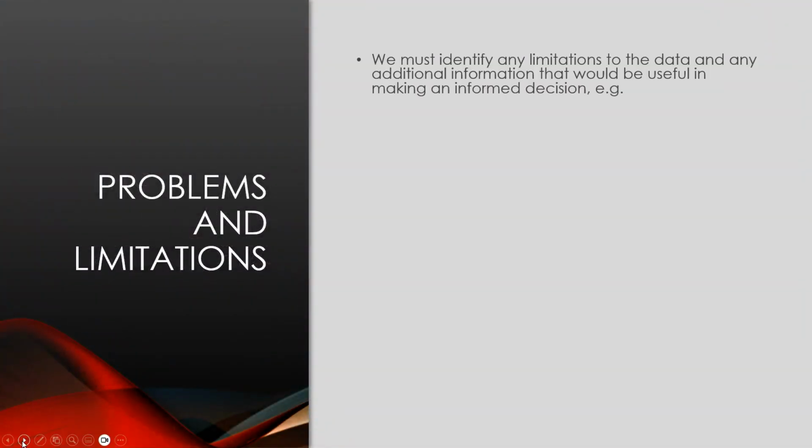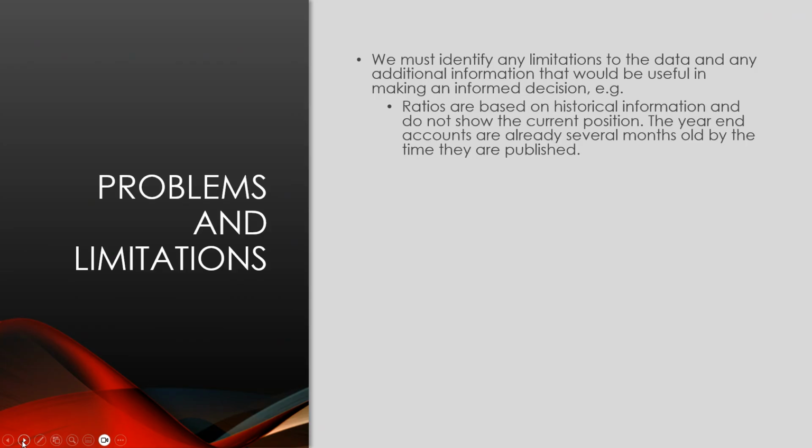So we've got to identify any limitations to the data and any additional information that would be useful in making an informed decision. I think the obvious one here is the fact that ratios are based on historical information and do not show the current position. Even the market price is likely to be out of date by the time we're dealing with it. The year-end accounts are already several months old by the time they're published. And just because something's performed well in the past doesn't mean it's going to do well in the future.